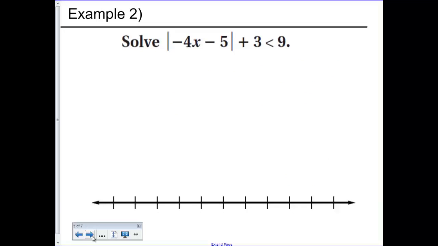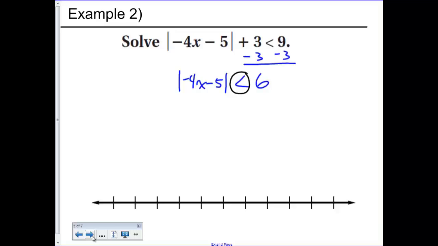Number 2, we have a plus 3 on the outside. We still have to isolate the absolute value, so we're going to subtract 3 first. So negative 4 times the absolute value of x minus 5 is less than 6. And you'll notice that the inequality symbol is facing away from the absolute value sign, which means this is a compound inequality that can be written as one statement, like the word AND.